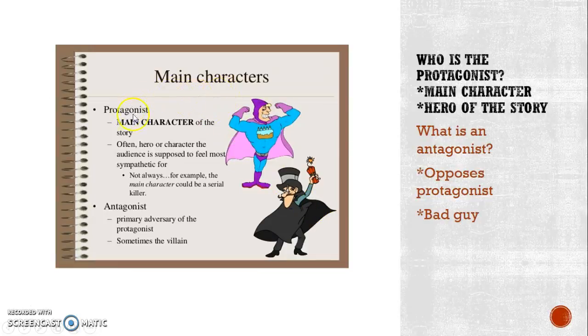Your main characters are the protagonist, which is the main character of the story. Also, the hero or character the audience is supposed to feel mostly sympathetic for. Not always. For example, the main character could be a serial killer. The antagonist is the primary adversary of the protagonist, sometimes the villain. Who is the protagonist? The main character, hero of the story. The antagonist opposes the protagonist, which is the bad guy.